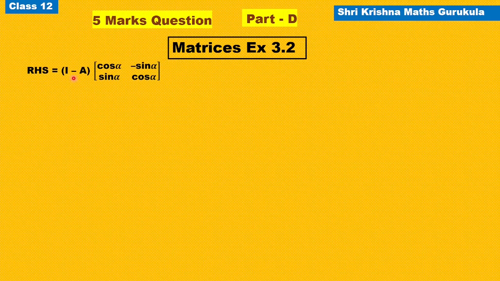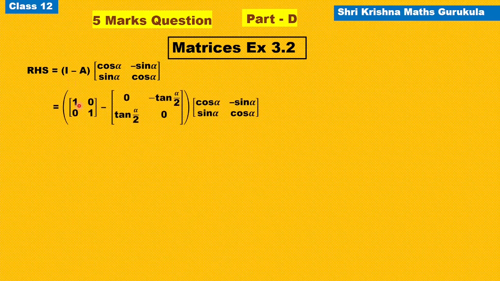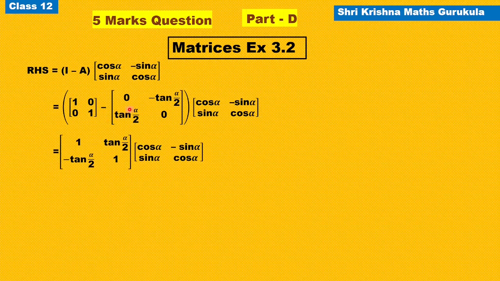RHS is I minus A into this matrix. We'll substitute for I and A. This is the identity, this is matrix A, and this is the particular matrix. Now we'll simplify these two, that is I minus A, and then multiply with this matrix. Consider corresponding elements. 1 minus 0 is 1. 0 minus of minus tan alpha by 2 is tan alpha by 2. Then 0 minus tan alpha by 2 is minus tan alpha by 2. Then 1 minus 0 is 1. So this is I minus A.